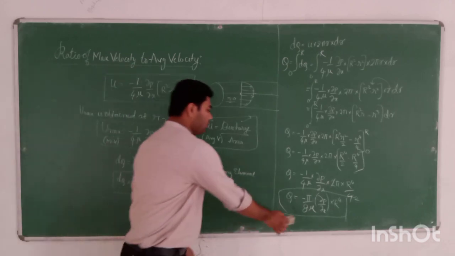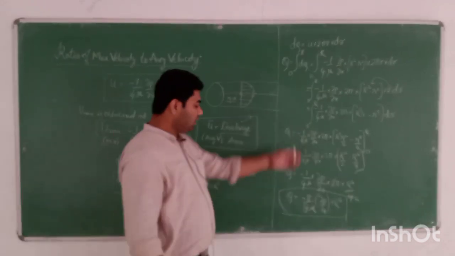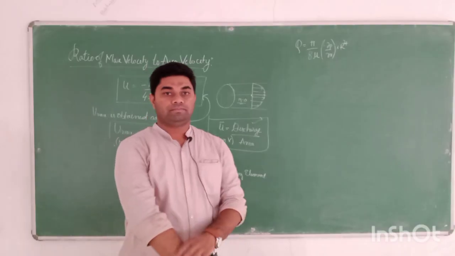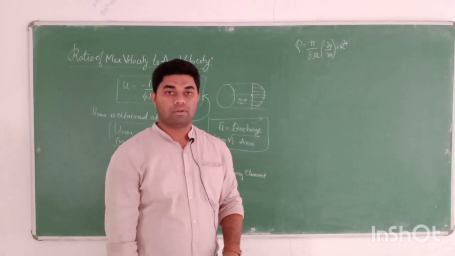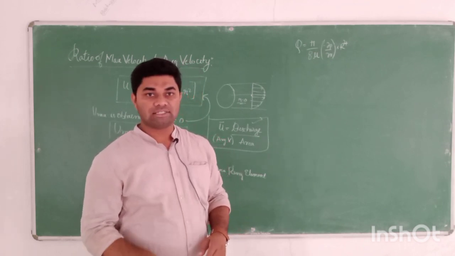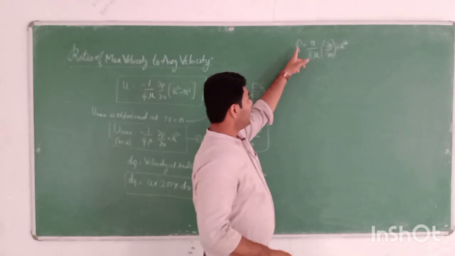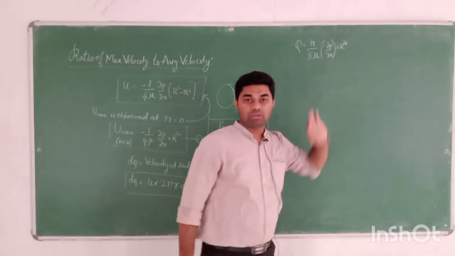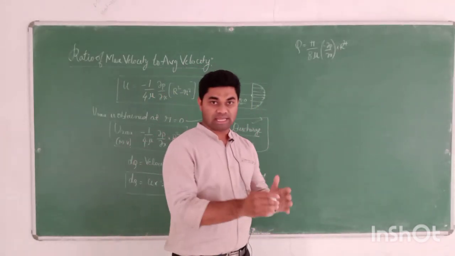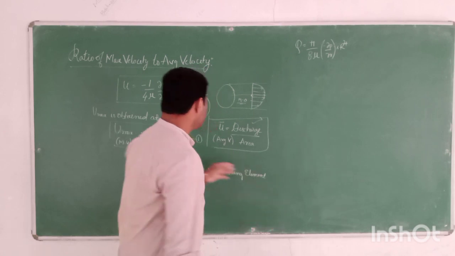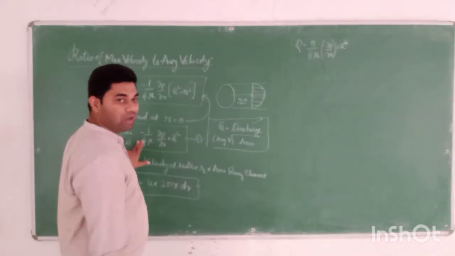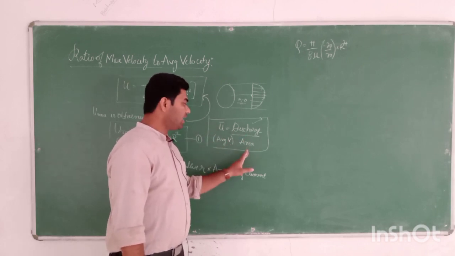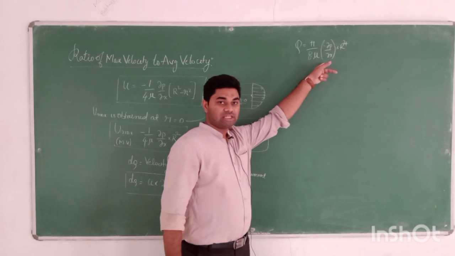I think you people have copied this. I am erasing this so that we can write this value. So we have got the discharge through this pipe as pi by 8 mu into minus dP by dx into r to the power of 4. Our step was to calculate the average velocity. We have already calculated the maximum velocity. Average velocity was discharge by area.